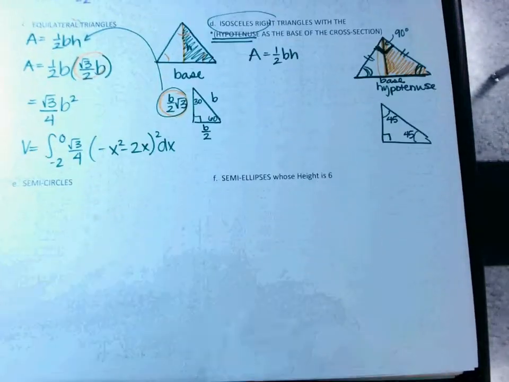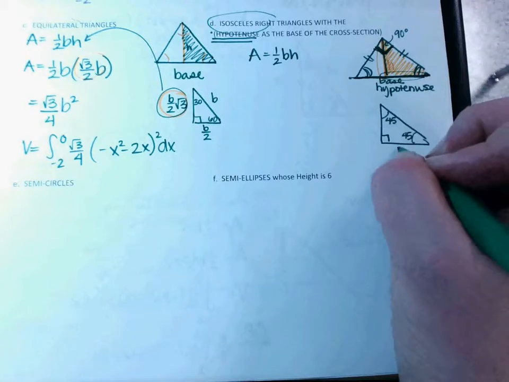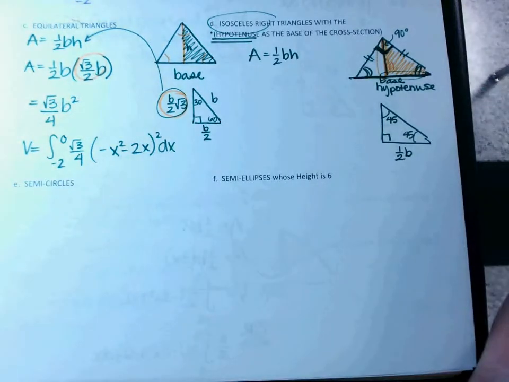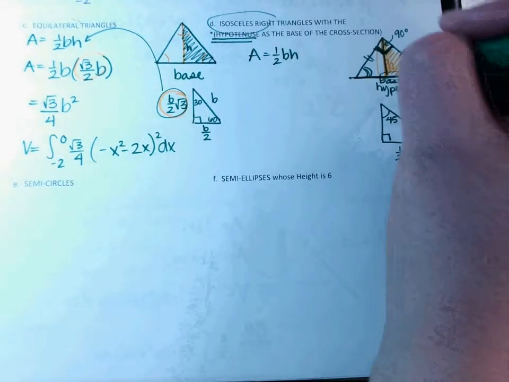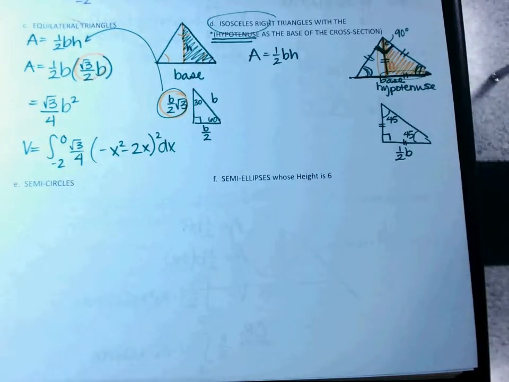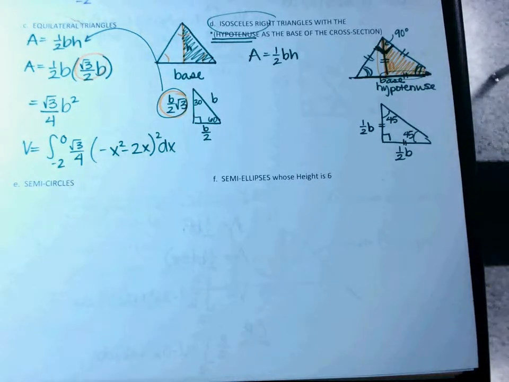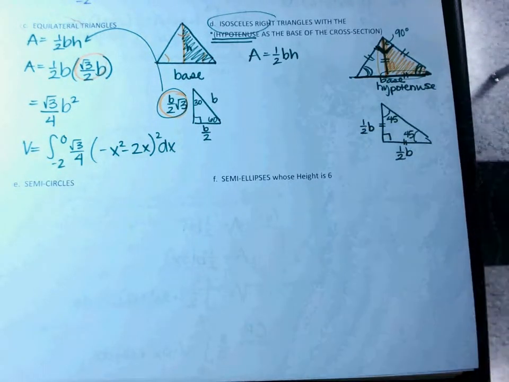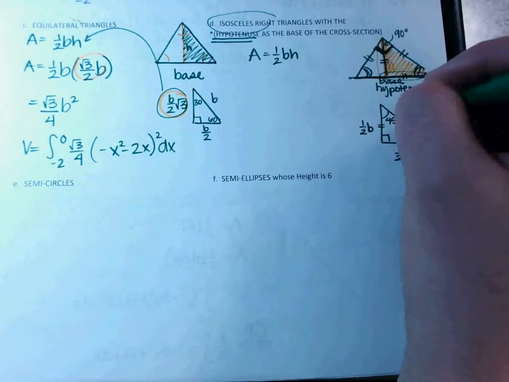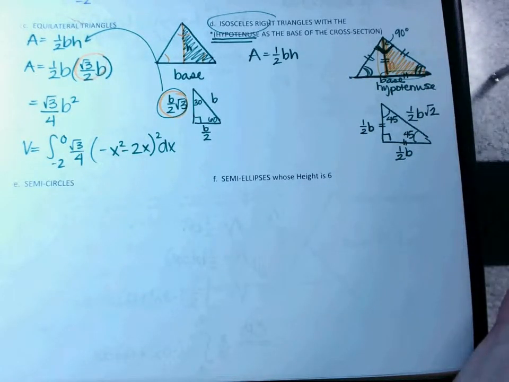So if this is my base across the bottom, then this would only be half of the base. Well, remember that if this is half of the base, then this has to be half of the base, because these are the legs of my triangle. So that's a half base. And then remember that if this is x and x, then this is x root 2. So it'd be a half b root 2.